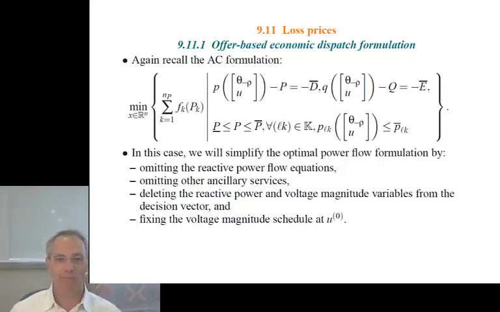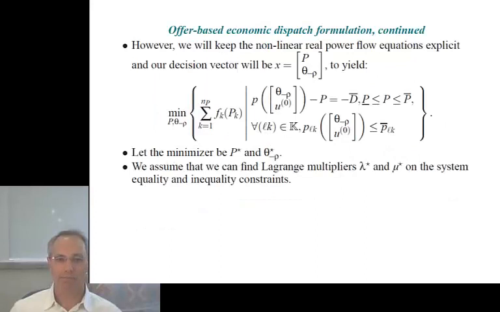Next topic is loss prices. Again, we'll go back to our real and reactive upper and lower limits for generation and power flow limits, but we'll simplify this a little bit. We're going to omit the reactive power flow equations. We'll omit the other ancillary services. Let's delete reactive power and voltage magnitudes from the decision vector, and we'll fix the voltage magnitude schedule at U0. This is not essential for the loss price derivation, but will simplify our development.